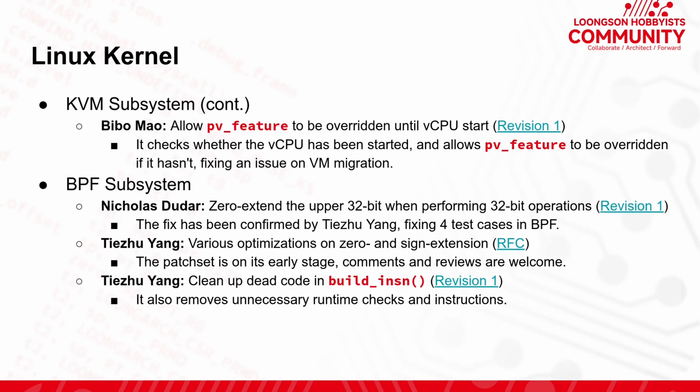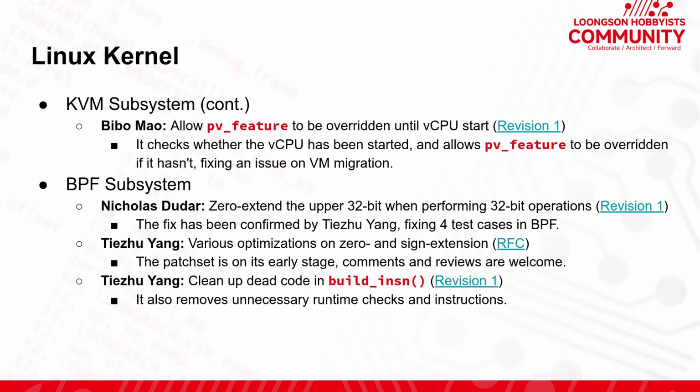Maobibo also added a patch to allow PV feature to be overridden until vCPU start. It checks whether the vCPU has been started and allows for the PV feature flag to be overridden if it hasn't, fixing an issue on virtual machine migration.